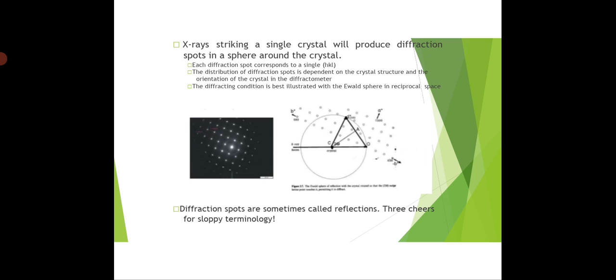So here is a diagram which shows a diffraction pattern. By that pattern, one can determine the structure and identify a crystal. Diffraction spots are sometimes called reflections. Three cheers for sloppy terminology.